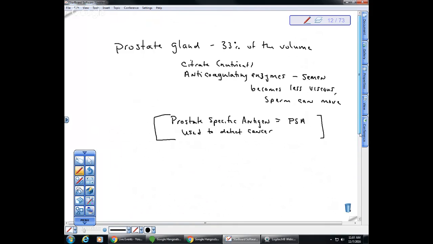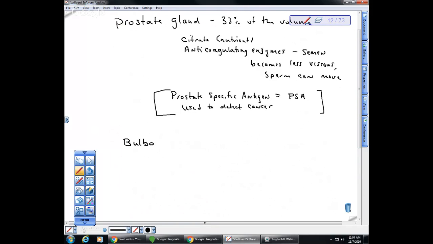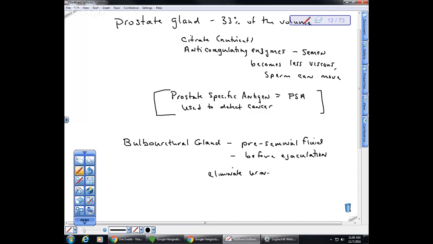Okay, now there is another gland that is called the bulbourethral gland. This produces what is called pre-seminal fluid. Pre-seminal means it's the fluid that comes out prior to ejaculation. In males, this is important because it helps to eliminate urine from the urethra. The urine could be very acidic, and it could actually damage the sperm as the sperm travels through the urethra and the penis. So it eliminates urine from the urethra, and it also functions to lubricate the penis.